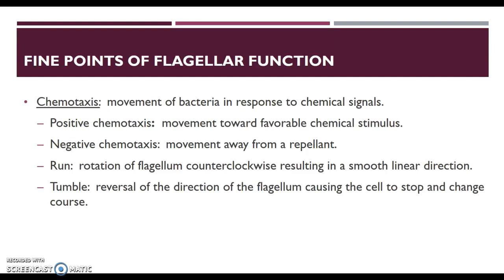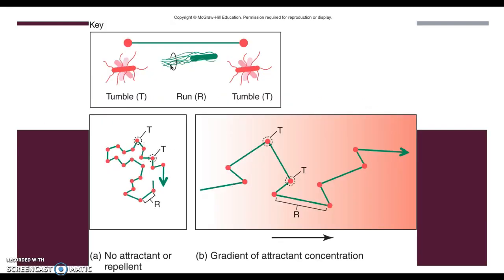A tumble occurs when the organism stops and changes direction. So this causes the flagella to stop rotating, and then the organism will change its course, and that sort of run will occur again. So here are some images of what that might look like.